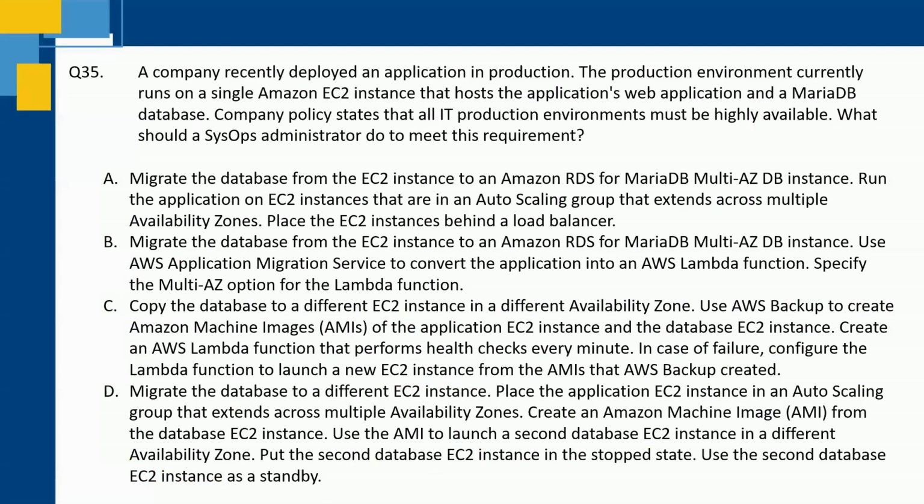Option A: Migrate the database from the EC2 instance to an Amazon RDS for MariaDB multi-AZ DB instance. Run the application on EC2 instances that are in an auto-scaling group that extends across multiple availability zones. Place the EC2 instances behind a load balancer. Option B: Migrate the database from the EC2 instances to an Amazon RDS for MariaDB multi-AZ DB instance.